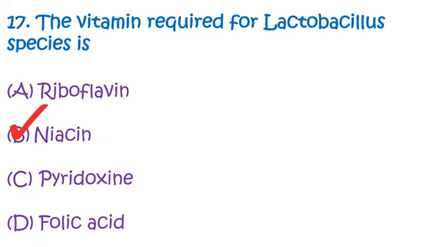Now these are all B vitamins, and the B vitamins are water soluble compounds. Riboflavin is vitamin B2, niacin is vitamin B3, pyridoxine is vitamin B6, and folic acid is vitamin B9. Now, bacteria like the lactobacillus species require niacin for growth because the cell wall is made up of a peptidoglycan layer. So, niacin is important in making the cell walls of the bacteria.